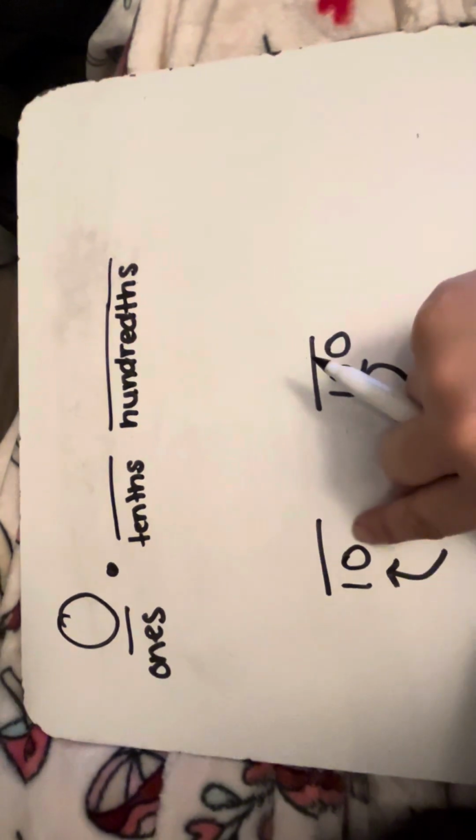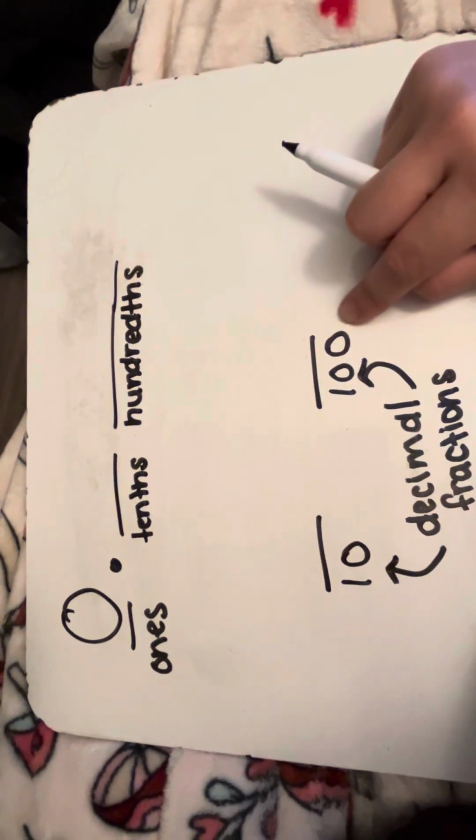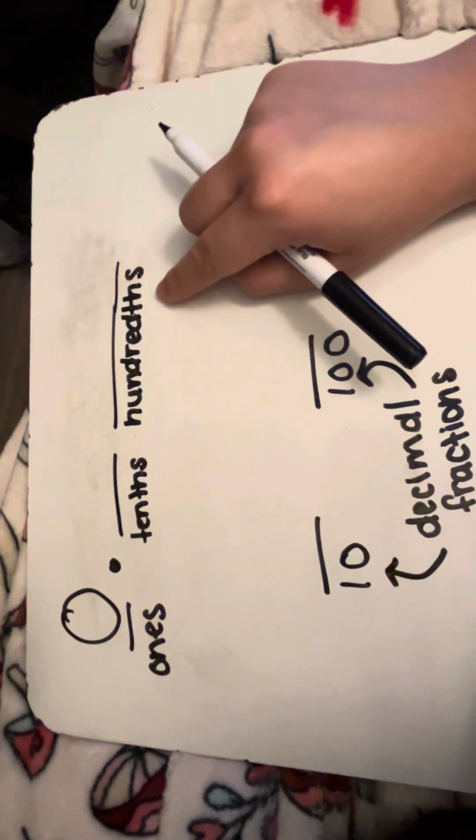So decimals have place values that sound just like the fractions that have a denominator 10. So you would say this place value tenths, or the denominator 100. So a denominator 100, we would say hundredths.